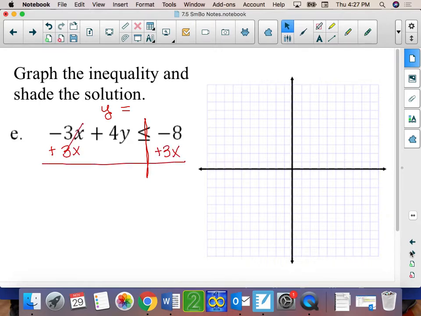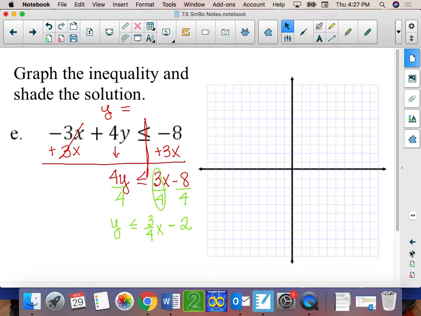Then I'm simplifying left to right. Negative 3x and 3x cancels. I'm going to bring down my 4y, bring down your symbol just like you see it, and then my x comes first, and then my minus 8. And then I'm going to divide by 4 everywhere. So I have y is less than or equal to, bring down this fraction as is, 3 over 4x, and then 8 over 4 reduces to a 2.